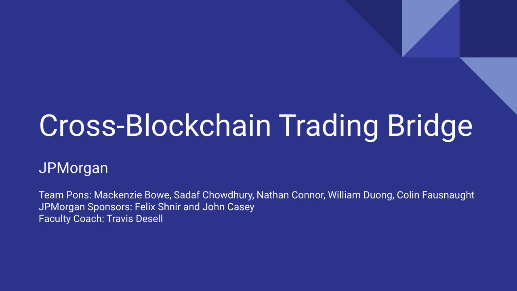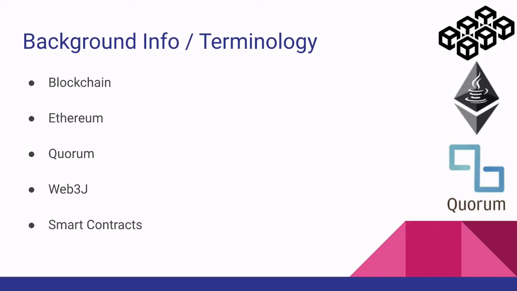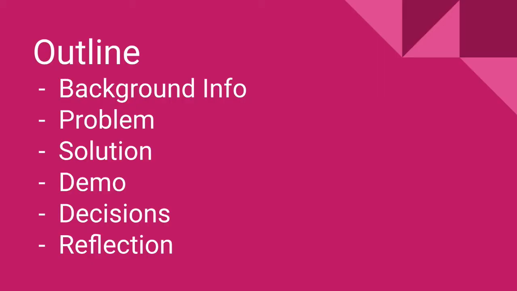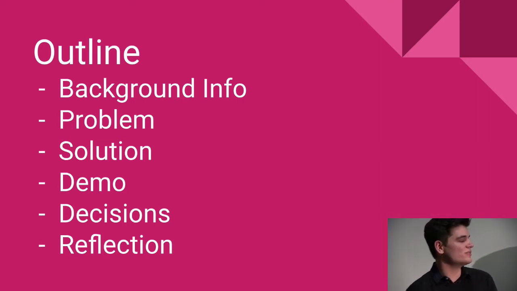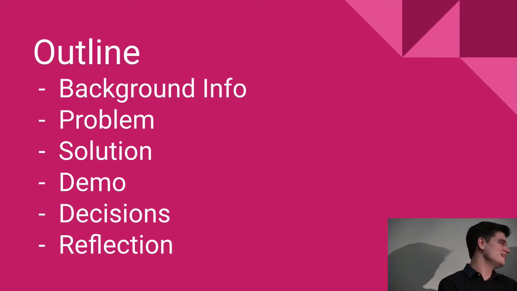So moving forward, we have a little bit of an outline. Just a little bit of our background information first off, then we'll move into our problem, the requirements set out by JP Morgan and what we moved to tackle. Then we talk a little bit about our solution, how we came up with that. Then we'll show you our demonstration. After the demo, we will talk more about our architecture and decisions we made throughout the process. And then after that, we'll have a little bit of self-reflection.